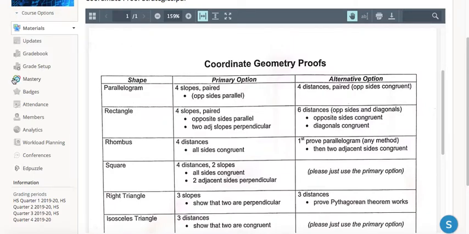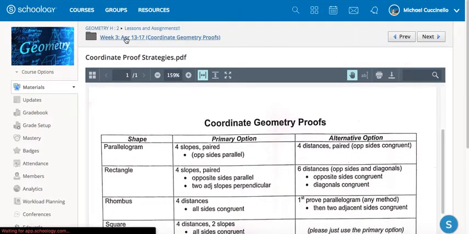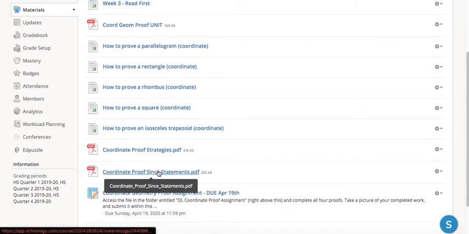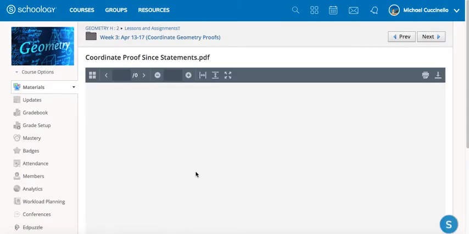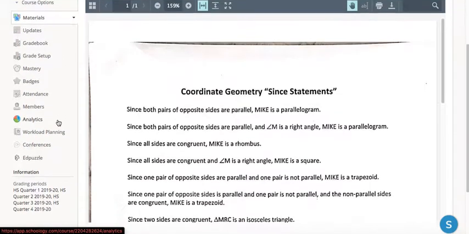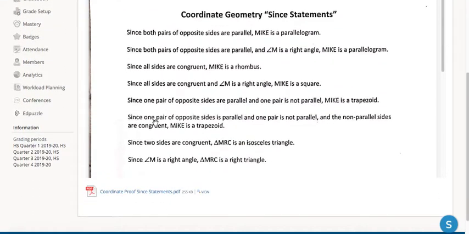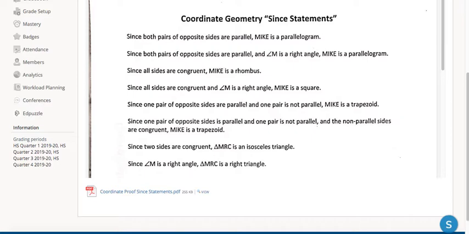Now, if you go back into week 3, and you go down to the second resource I added. This has helped some kids, some don't need it. This is a "since" statement review. These are pretty much all the since statements you need to know. You're going to look at the end to know what shape. So if I'm going with square, since all sides are congruent and the angle is a right angle, MIKE, which is obviously randomly selected letters, would be a square.